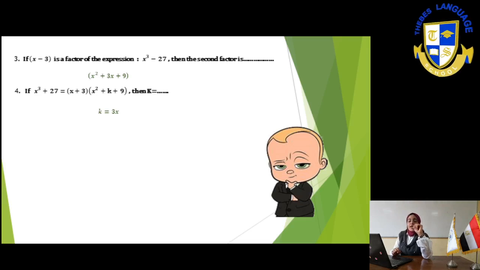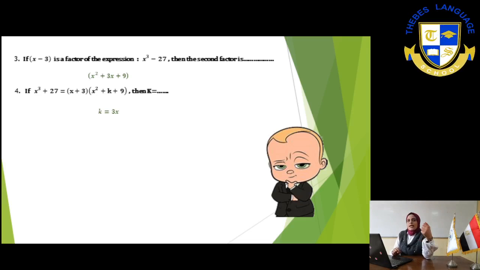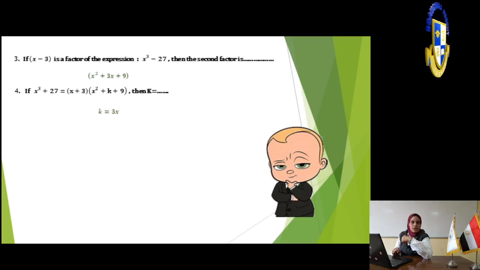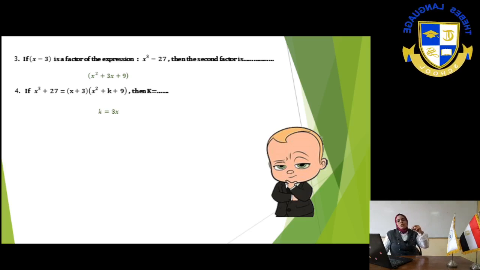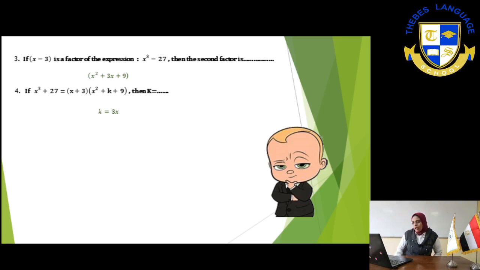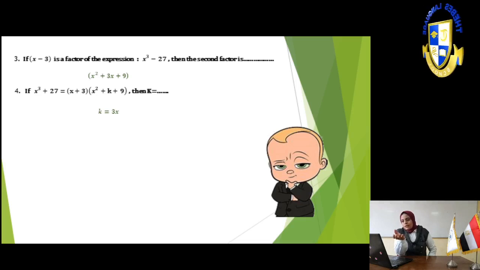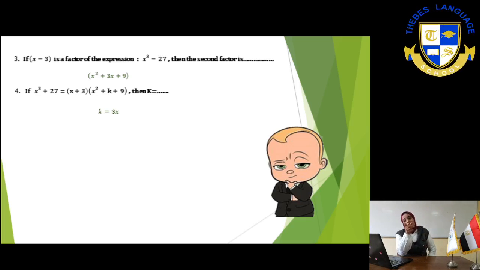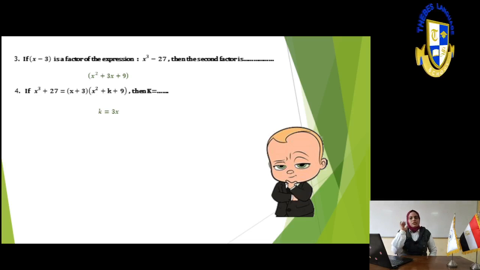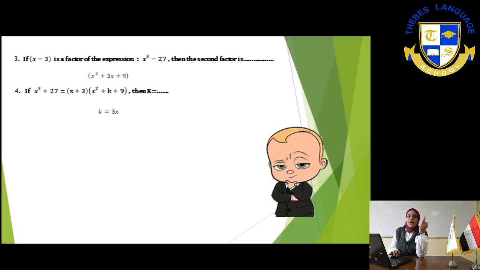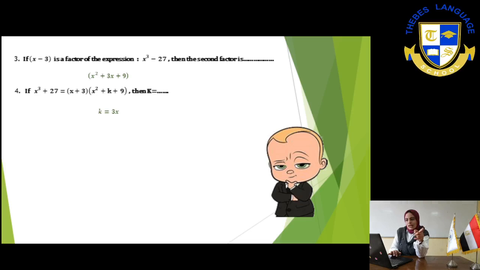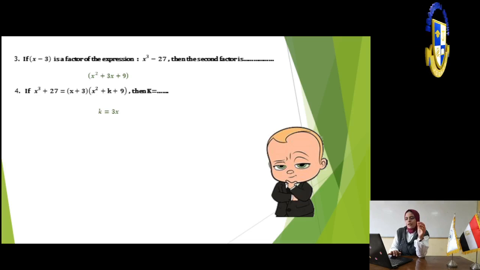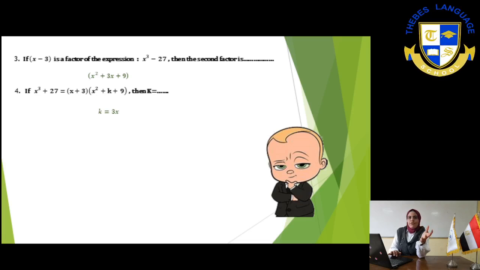Number 4, if x power 3 plus 27 equals x plus 3 and x power 2 plus k plus 9. It's already factorized, but we need to know the value of the middle term, which is k. How can we form the middle term? By multiplying the first term by the second term, then changing the sign. Where is the first term here? x. Where is the second term here? It is 3. So 3 times x, change the sign, it will be negative 3x. It's okay.